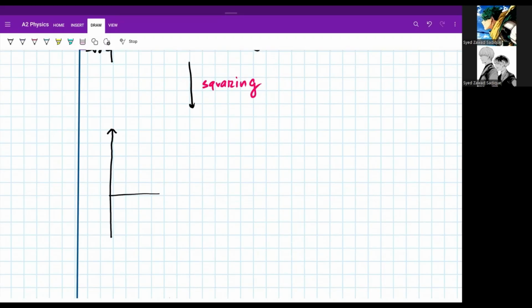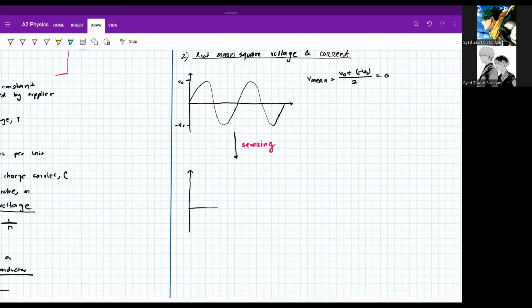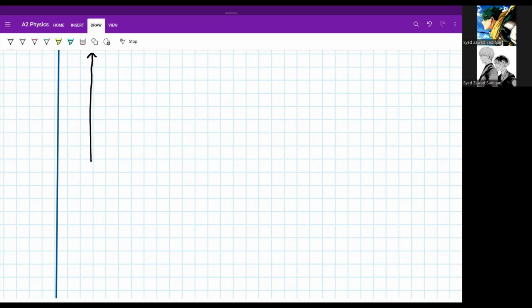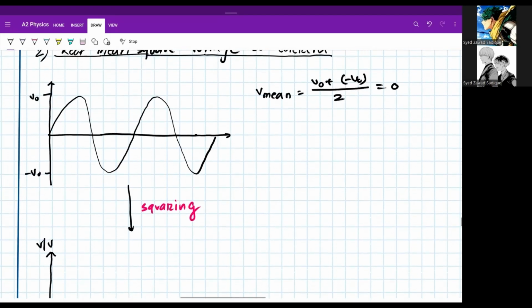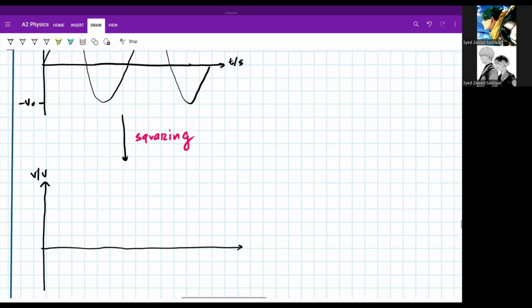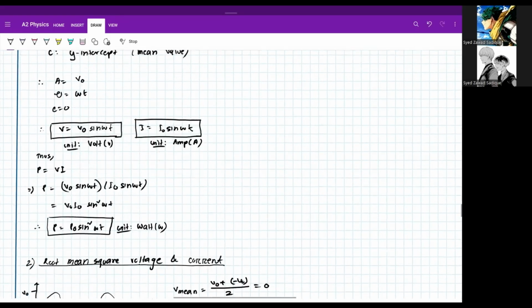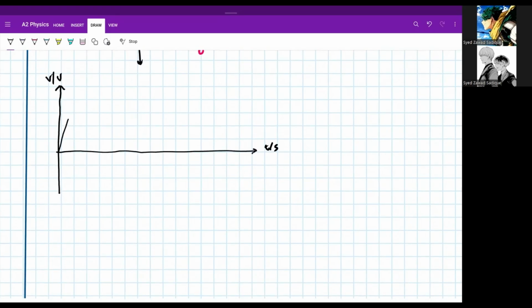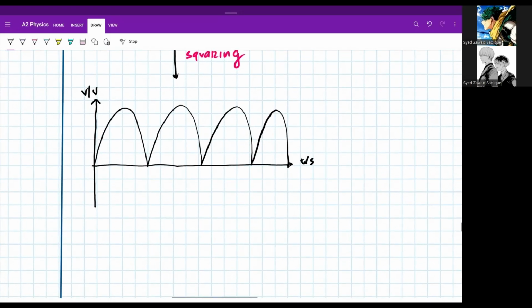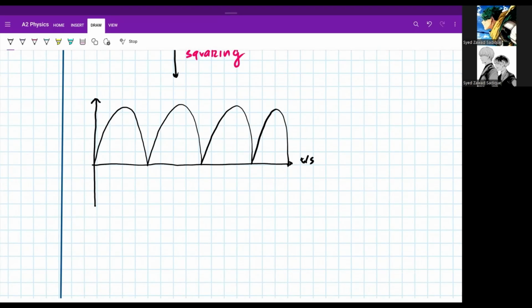So as I was saying, if we square this graph, then let's just draw the graph. If we square this graph, the sketch becomes this, because negative values are turned positive. Oh, this is kind of wrong. It should be V squared, and the max value is V naught squared.